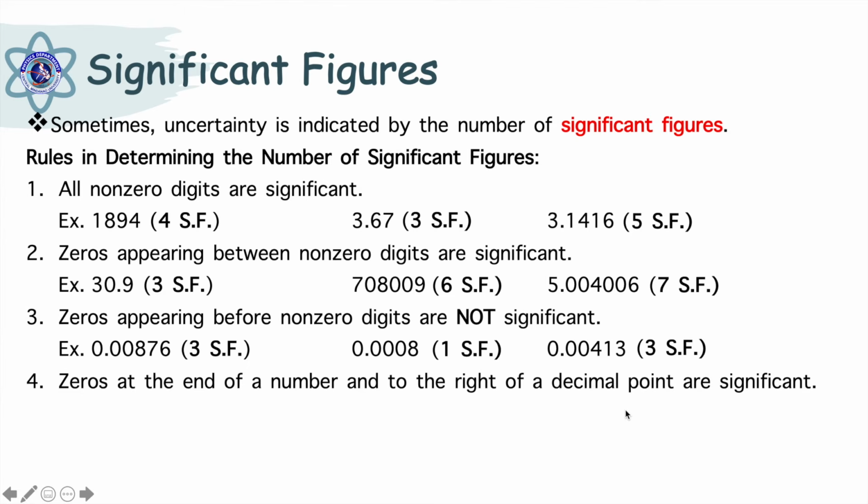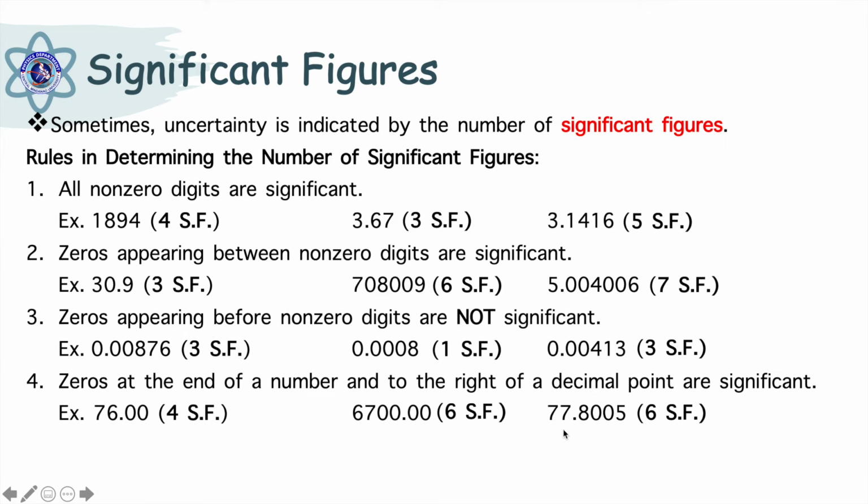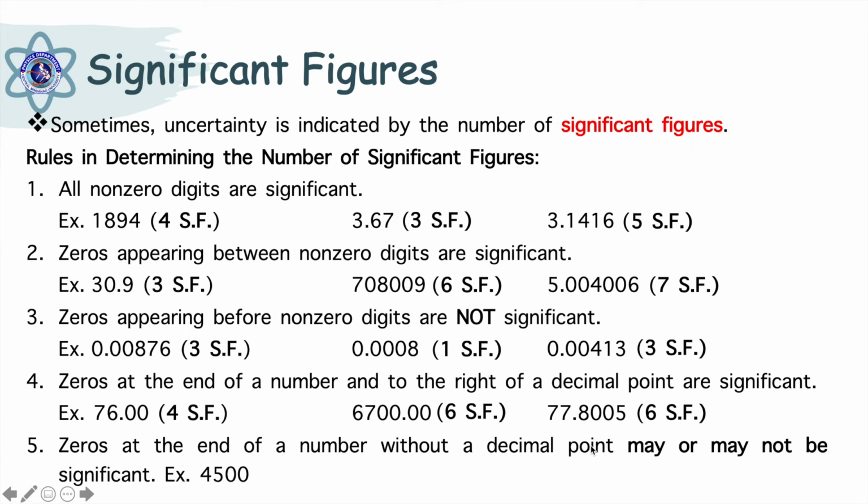While rule number 4 states that zeros at the end of a number and to the right of a decimal point are significant. So again, zeros at the end of a number and to the right of a decimal point are significant. For example, here, you'll have four significant figures. How about this one? You'll have 1, 2, 3, 4, 5, 6. You'll have six significant figures. How about this one? You'll also have six significant figures. And lastly, zeros at the end of a number without a decimal point may or may not be significant.